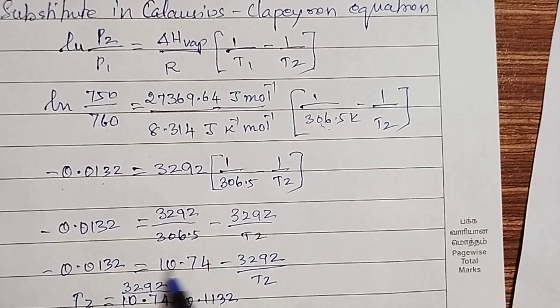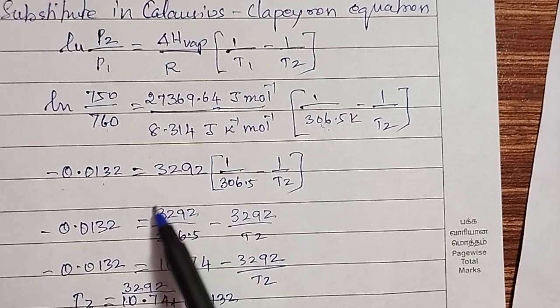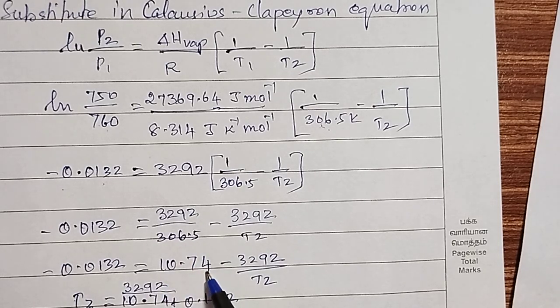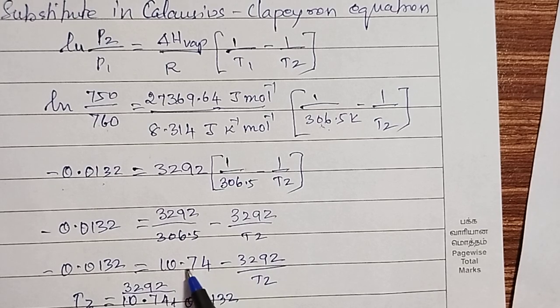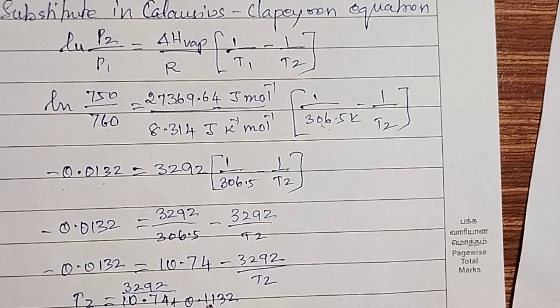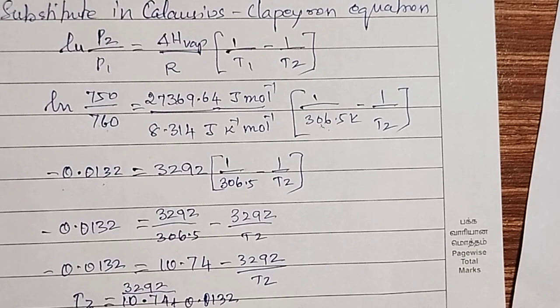On dividing, 3292 divided by 306.5, you get 10.74, minus the same thing here, 3292 divided by T2. I am rearranging this equation to get T2. Here T2 is in the denominator, and when rearranging, when it goes there it becomes minus, and when it comes here it becomes plus. Let us consider this comes to the other side and becomes plus, that is 10.74 plus 0.0132. Now to find out T2, when it goes here, 3292 will be here.